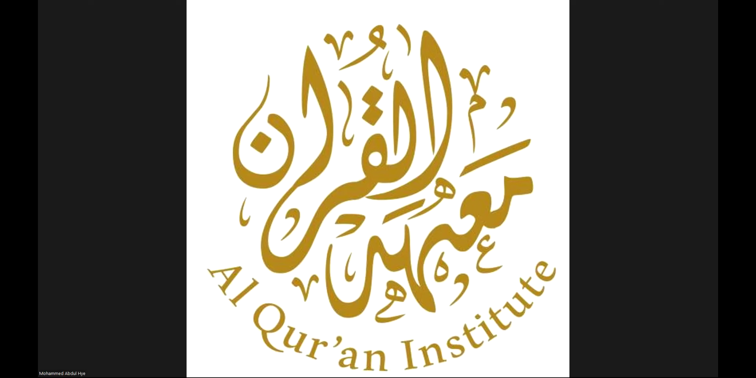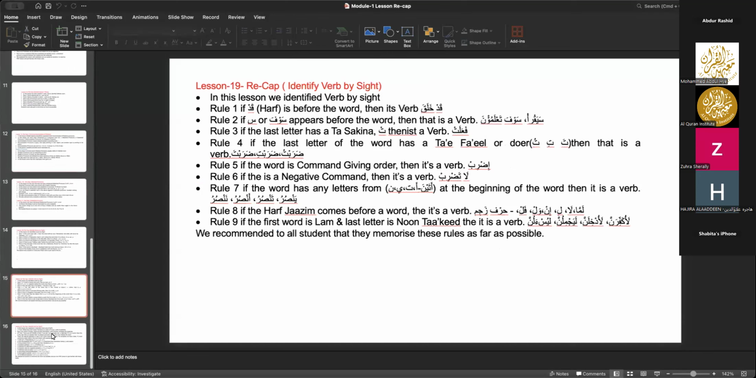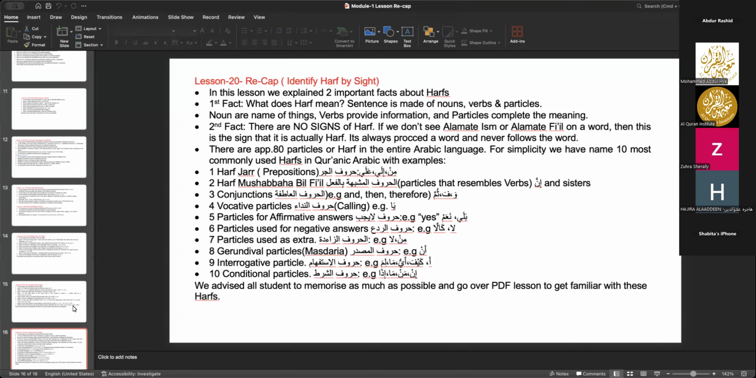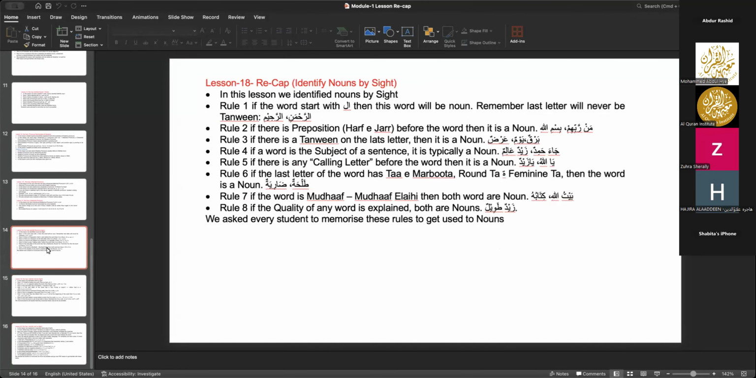Like usual, I will read or recap the lessons that we've learned last week on Monday. And then your Ustad tonight is Ustad Shahzalal Sarkar, and he will lead. Okay, so I think we did from 18, yes. So lesson 18 was recap, identify nouns by sight.